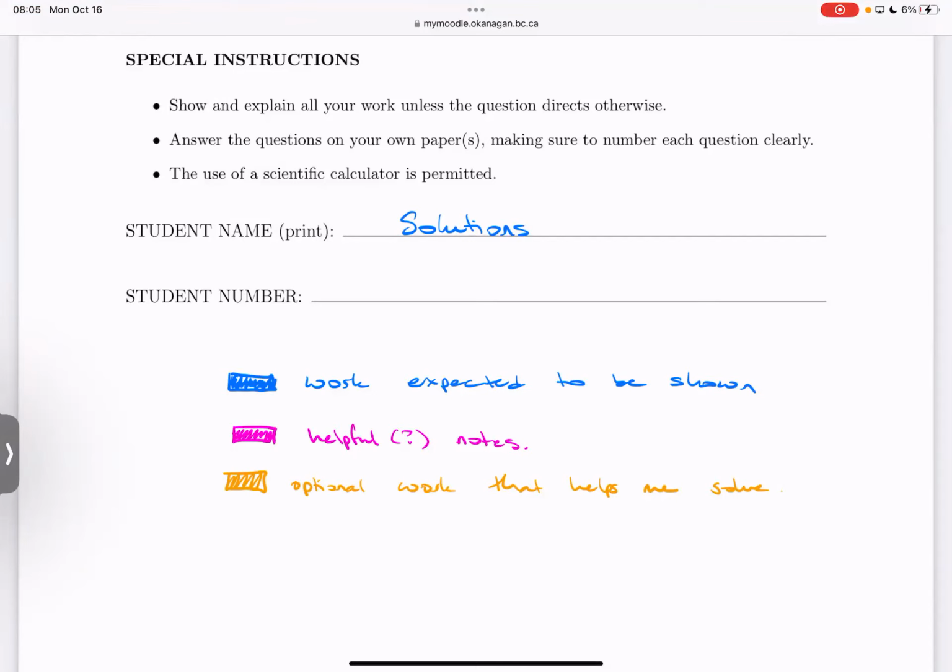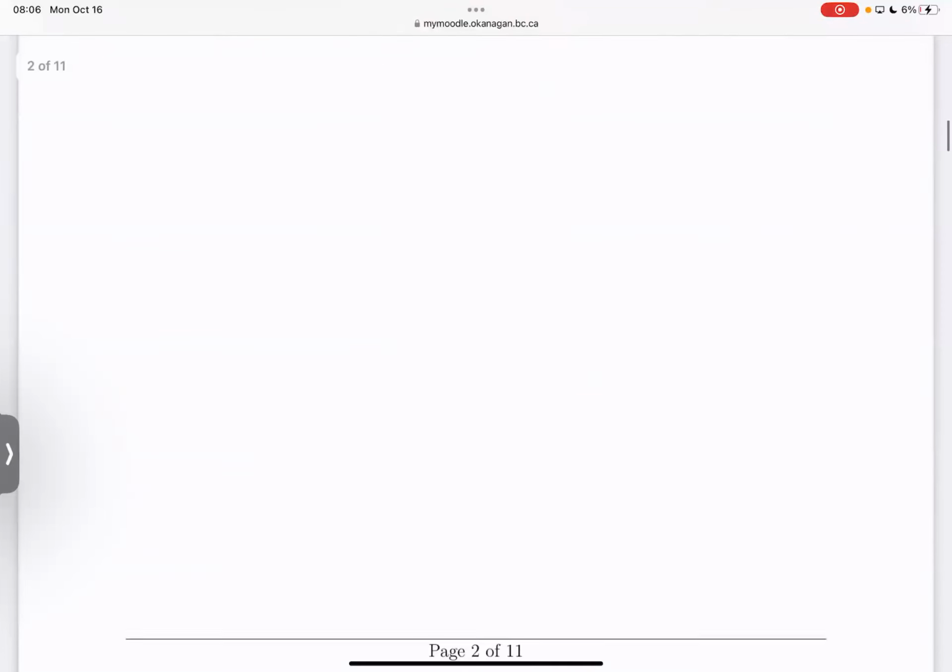Just as a little bit of a legend, I tried to do blue for work that I expect to be shown on the test for full marks. Just so you know the extent of the work that you have to show. Pink is potentially helpful notes. And then orange is optional work that you don't need to show, but that I find helpful in solving the problem. That's the legend that I tried to stick to.